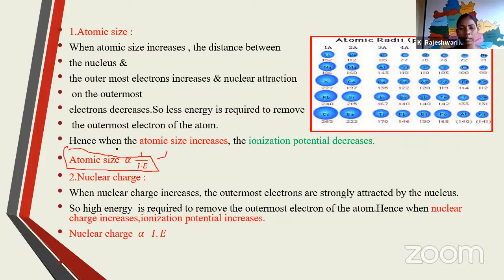As the atomic size increases, ionization energy decreases. They are opposite. Okay. If atomic size decreases, ionization energy will be increasing. So remember that point.